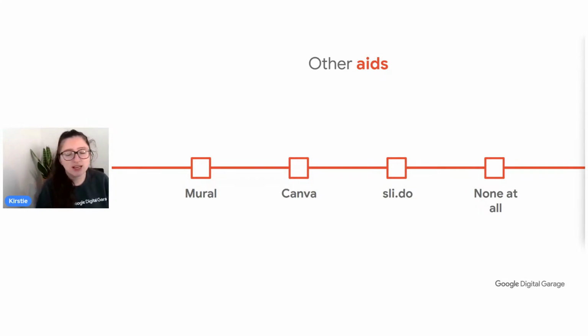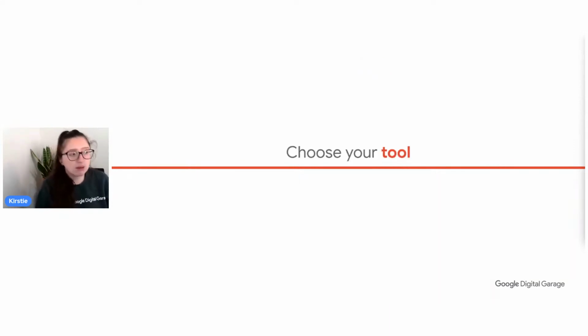Or maybe you're going to use no other aids at all. It's going to be you and your talk and your presentation and your story. But you might decide, I'm going to deliver with a presentation. It's going to be me. I don't want any other aids. I want my slides and I want to be able to work through them and take my audience on a journey. That's fine. So now we need to choose our tool.